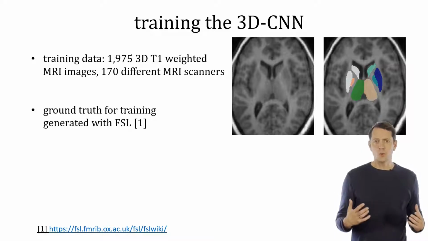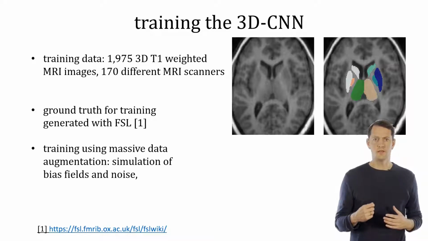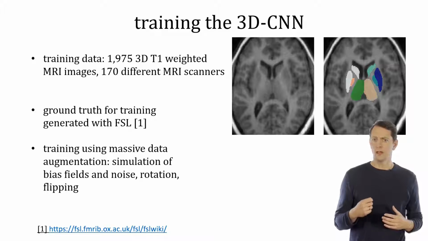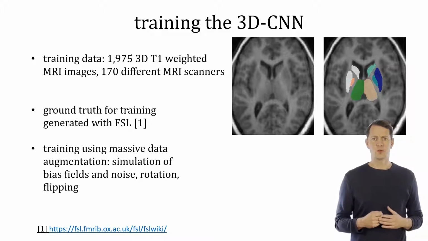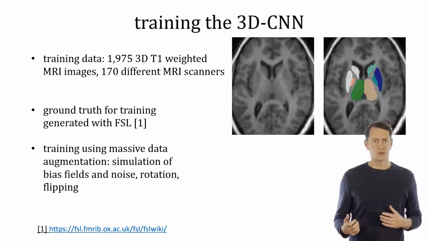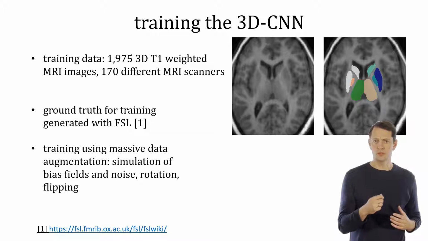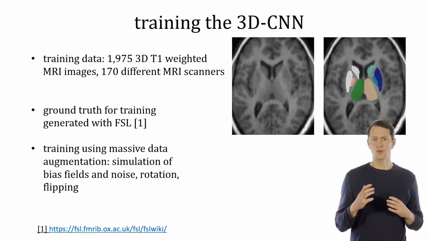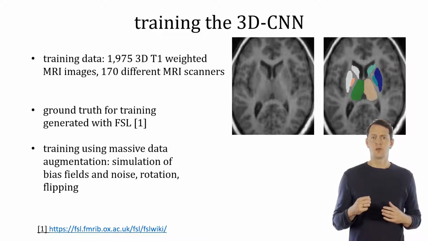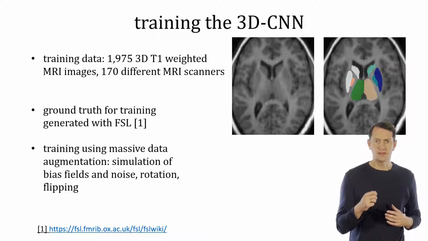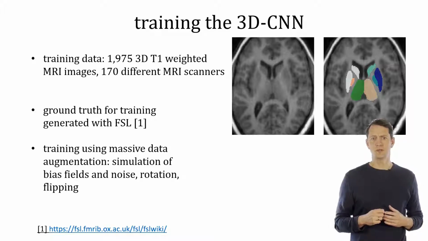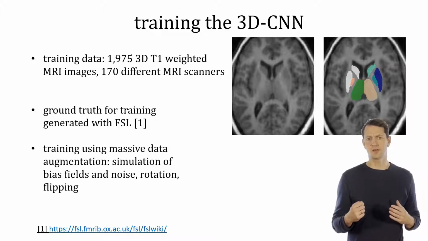Now, to increase the heterogeneity of the data during training even more, we applied massive data augmentation by adding, for instance, artificial bias fields or noise to the input images. So the idea was to force the 3D CNN to focus on the relevant features rather than to tune the results too strongly to a specific image characteristic of a given scanner.